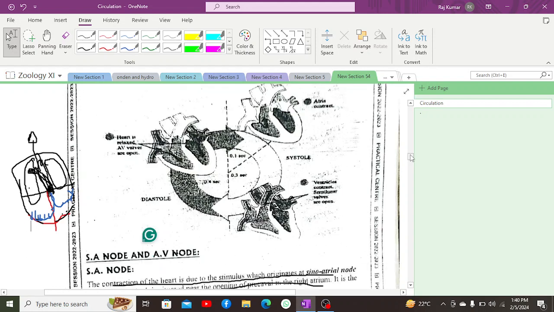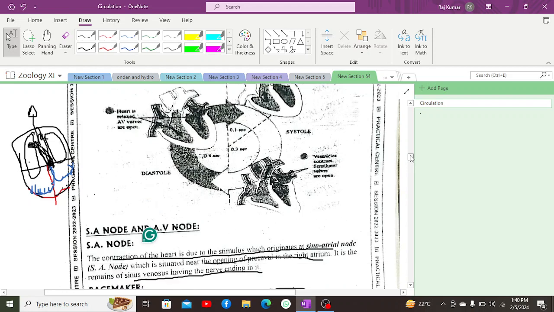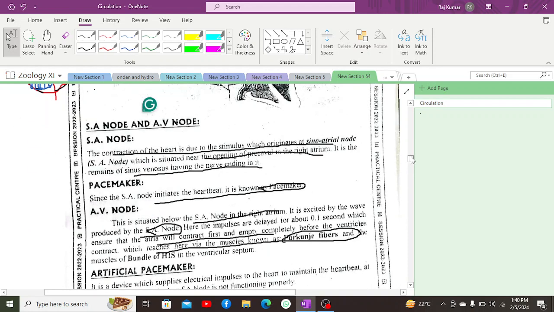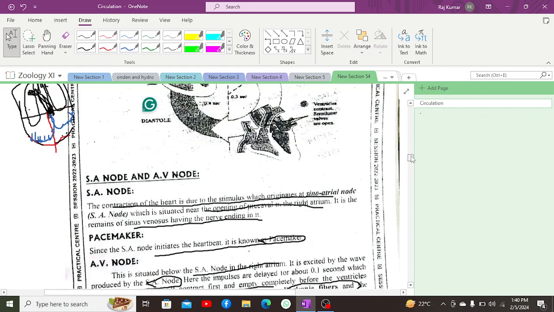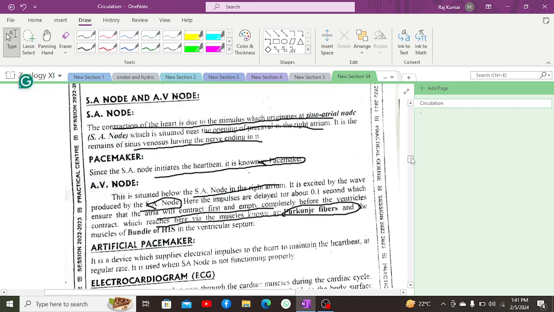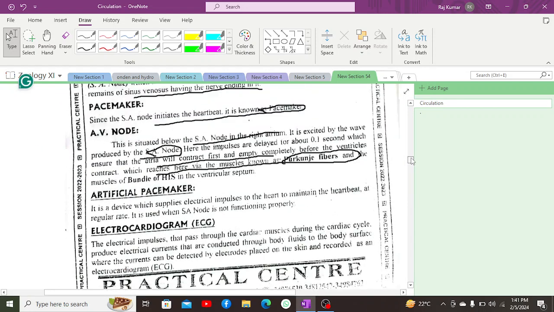The SA node generates an impulse about 72 times per minute, the AV node around 30 to 40 times per minute, the bundle of His around 25 to 30 times per minute, and the Purkinje fibers around 20 to 25 times per minute.